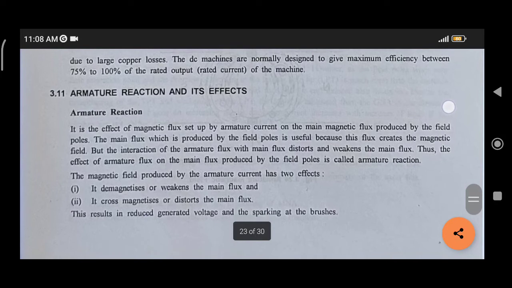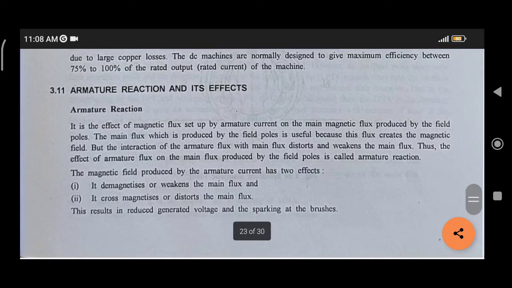Now what is armature reaction and its effect? Armature reaction is the effect of the electromagnetic flux set up by the armature current on the main magnetic flux produced by the field poles. The main flux produced by the field poles is useful because this flux creates the magnetic field. But the interaction of the armature flux with the main flux distorts and weakens the main flux.